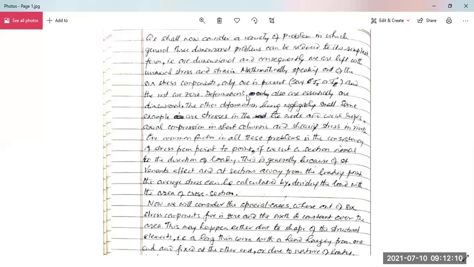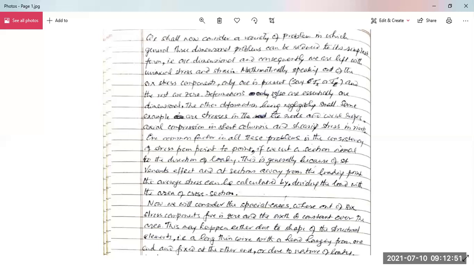Some examples of this type of stress are rods and wire ropes, axial compression in short columns, and shearing stress in rivets. The one common factor in all these problems is the consistency of stress from point to point. We have to understand the stress is the same at every point throughout the length of the beam and throughout the cross section of the beam. That is the most common and important assumption we have to use in the case of one-dimensional stress.